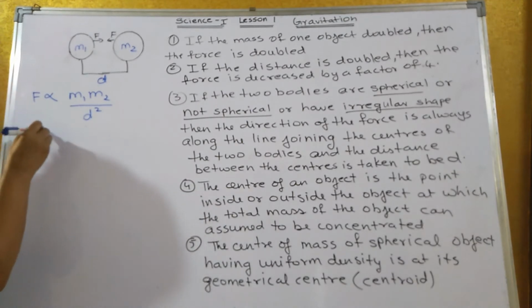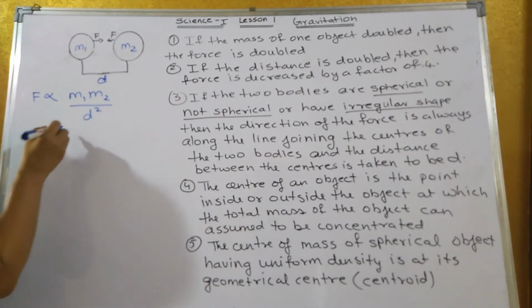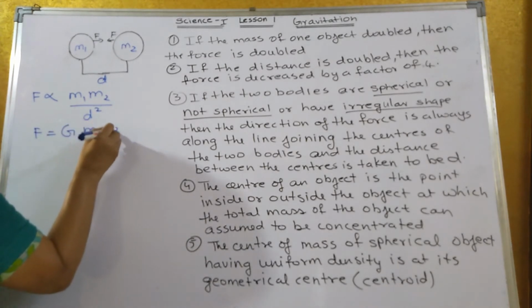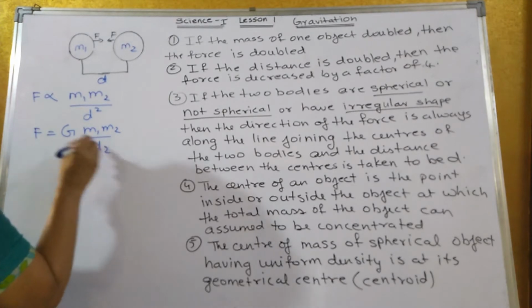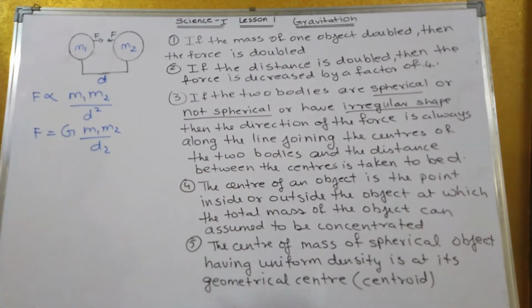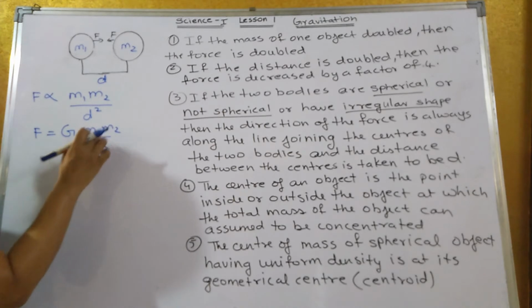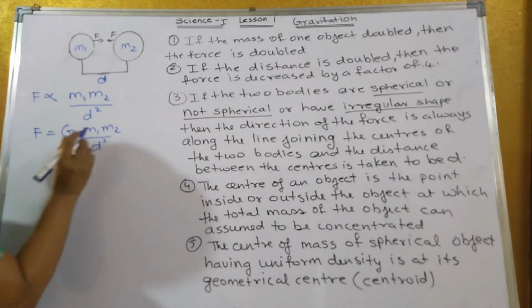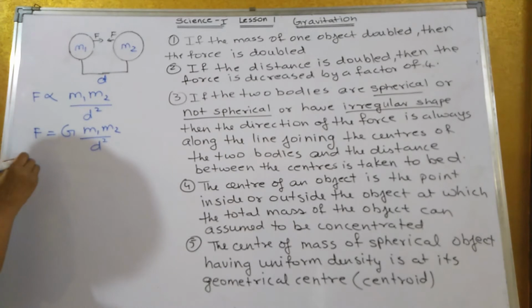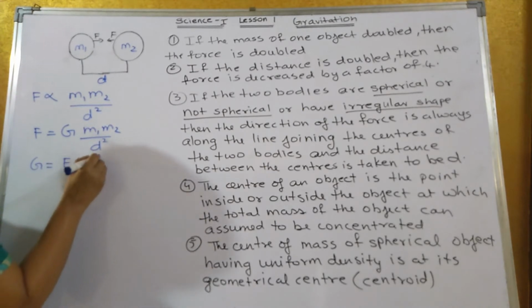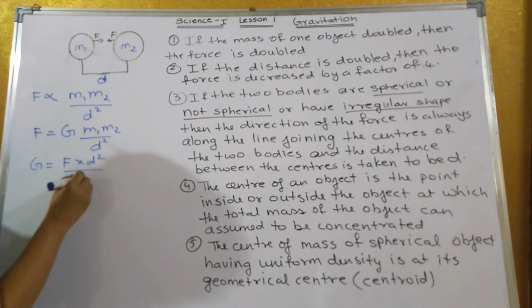If I remove the proportional sign and put an equal to sign, I'll get a constant G: F = G m1 m2 upon d square. What is G? It is known as the universal gravitational constant. Now how do we find out the unit of the universal gravitational constant G? Bring m1 m2 and d square to the left-hand side. What you'll get is G equals F into d square upon m1 into m2.